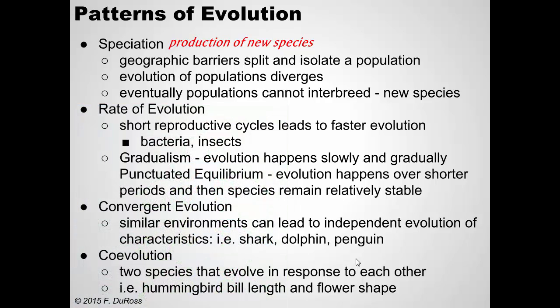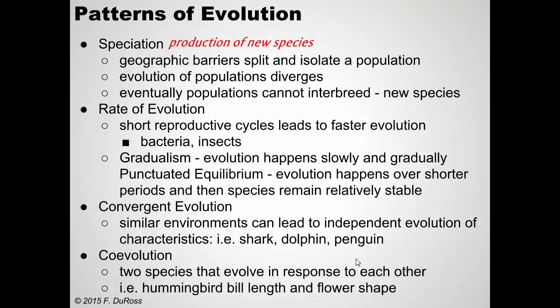The rate of evolution. How quickly do things evolve? Well, there's different ideas about this. So first off, species that reproduce very quickly, that have a very short reproductive cycle, have fast generations, can evolve more quickly because they're reproducing more quickly. Things like bacteria can adapt very quickly. Insects, because they go through a generation in a matter of hours or days. And so selection can work very quickly in these species.